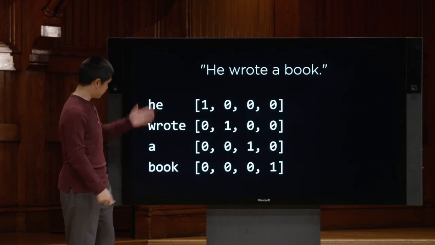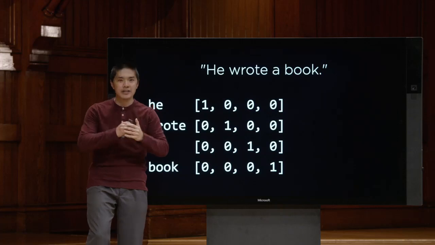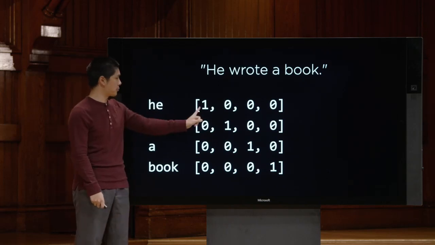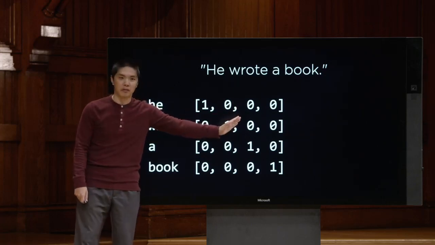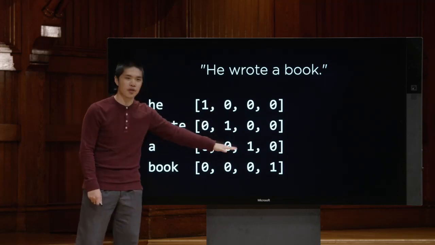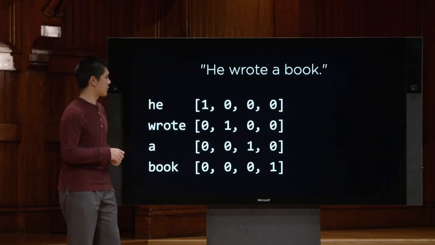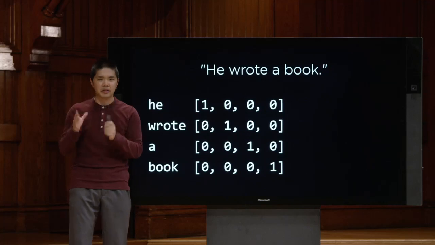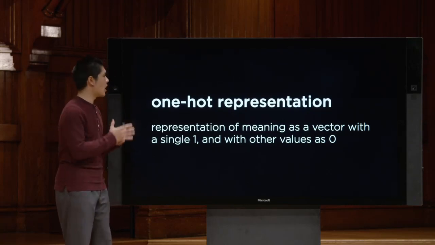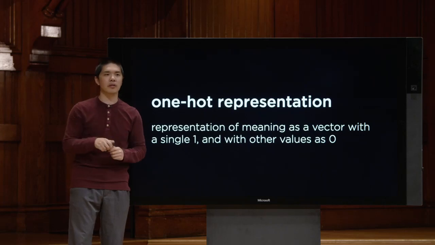Let's take a look at an example. Here's a sentence, he wrote a book. And let's say I wanted to take each of those words and turn it into a vector of values. Here's one way I might do that. We'll say he is going to be a vector that has a 1 in the first position, and the rest of the values are 0. Wrote will have a 1 in the second position, and the rest of the values are 0. A has a 1 in the third position, with the rest of the values 0. And book has a 1 in the fourth position, with the rest of the values 0. So each of these words now has a distinct vector representation. And this is what we often call a one-hot representation, a representation of the meaning of a word as a vector with a single 1, and all of the rest of the values are 0.